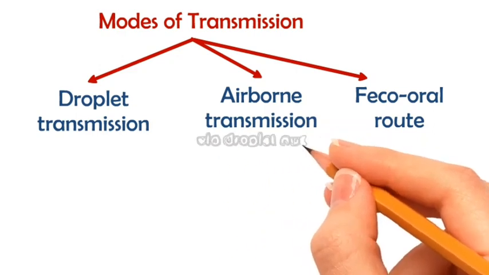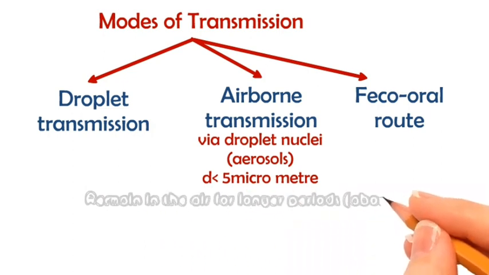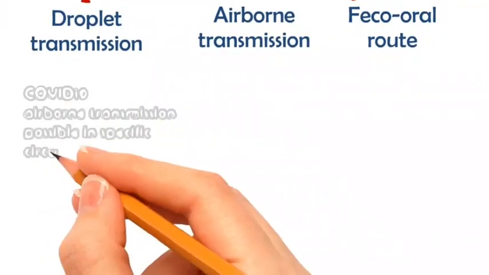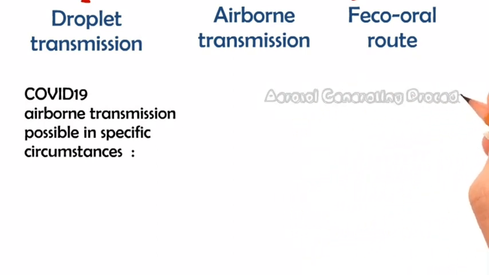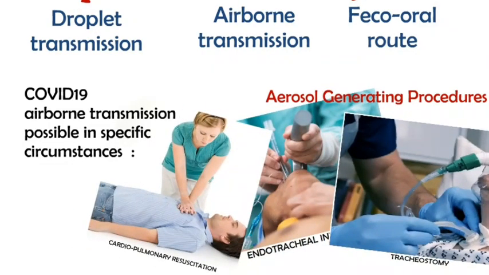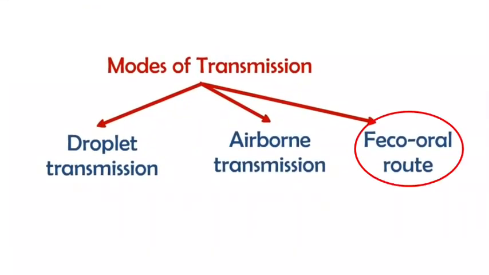Airborne transmission occurs via droplet nuclei or aerosols with diameter less than 5 micrometers. They can remain in air for longer periods and can transmit to others over distances greater than 1 meter. Airborne transmission of COVID-19 is possible in specific circumstances such as aerosol generating procedures like endotracheal intubation, tracheostomy, and cardiopulmonary resuscitation. There is some evidence that COVID-19 infection may lead to intestinal infection and be present in the fecal matter. However, spread through fecal-oral route is not yet confirmed.